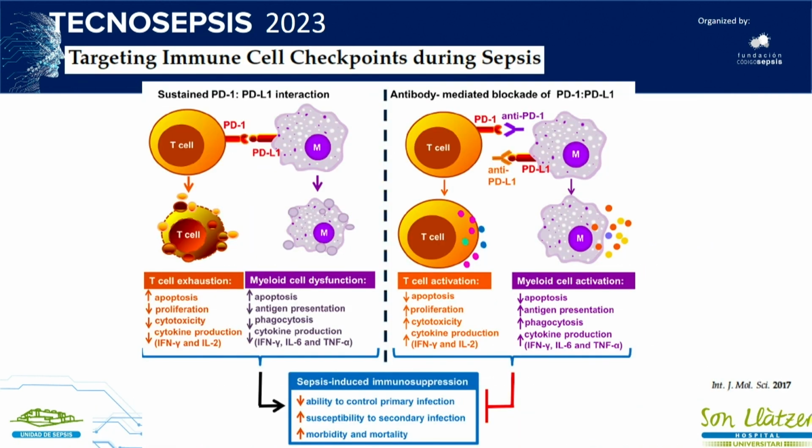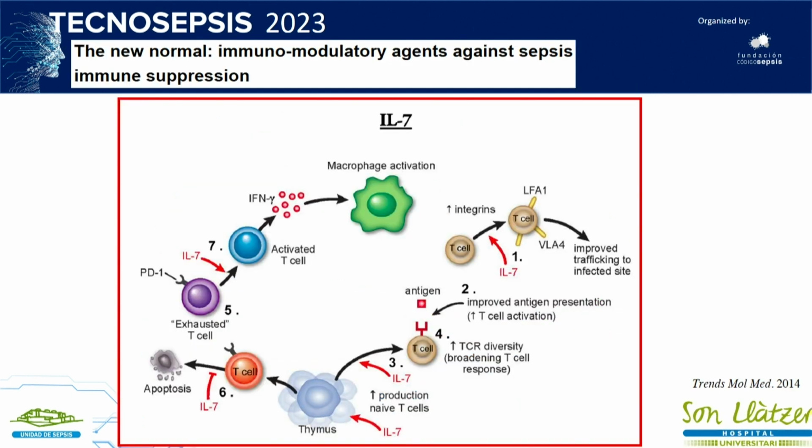For example, it's very important to know the target that you use in the immune cells. For example, in this study, on the right, the problem is the cellular exhaustion, the increase of apoptosis, cytotoxicity. But on the other hand, if you use an antibody against this cytokine, it is possible to decrease this immunoparalysis and increase the activation of the macrophages against the infection. So with interleukin-7, the possibility to administer interleukin-7 at different points of the inflammatory pathway, you can see that it improves or stops the stimulation.